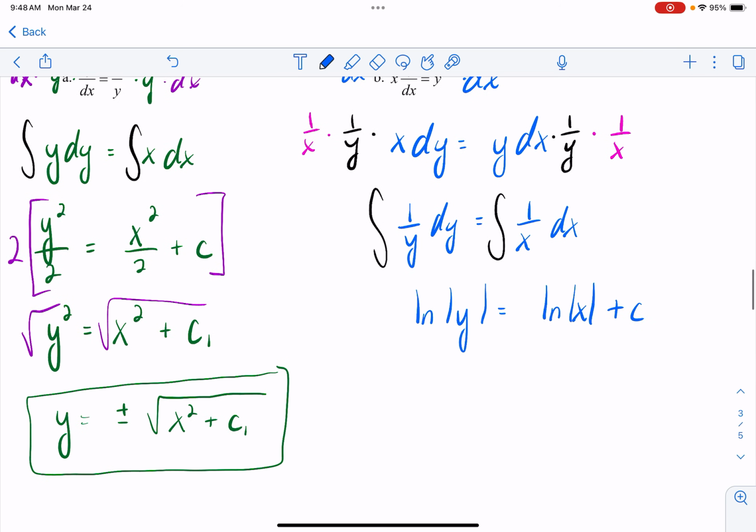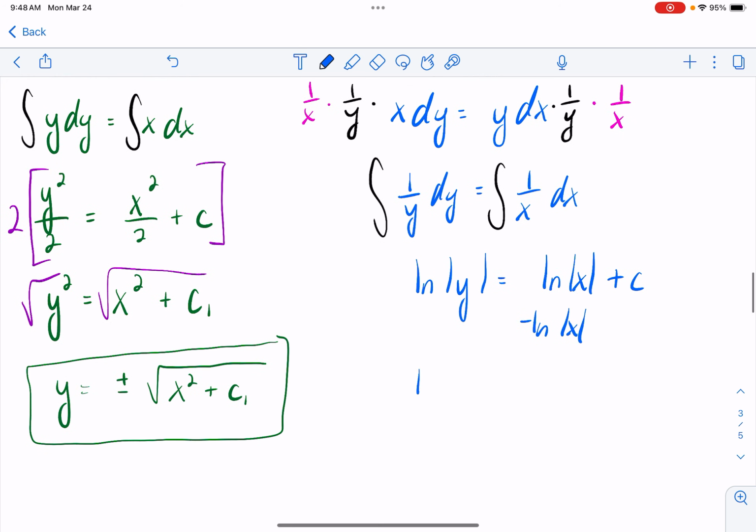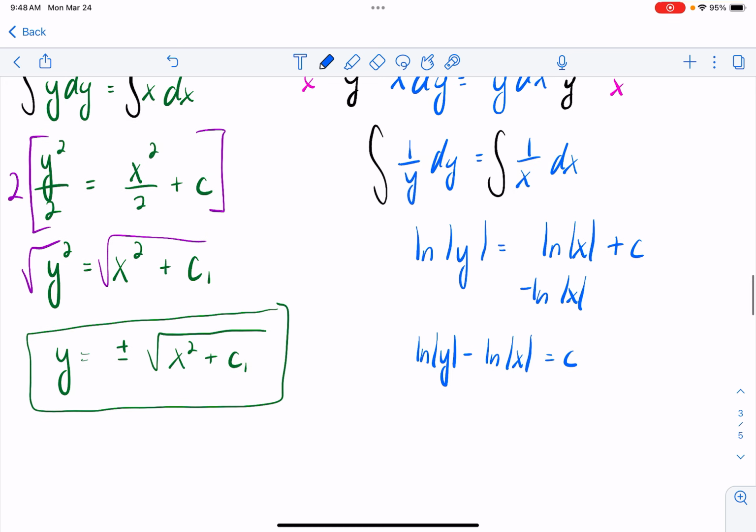Okay, let's see. How can we figure this out? Well, we could subtract the natural log of the absolute value of x from both sides, and we get the natural log of the absolute value of y minus the natural log of the absolute value of x equals c. Using our log rules, we know this is the natural log of the absolute value of y over x equals c.